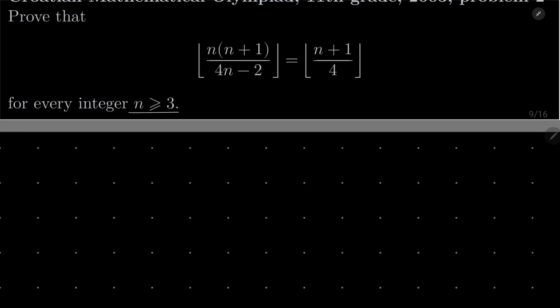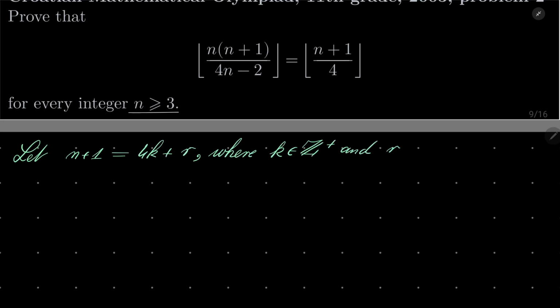So as I suggested, let n plus 1 be equal to 4k plus r, where k is a positive integer and r is one of these 4 numbers: 0, 1, 2, or 3. Well, you may ask, how do I know that k is a positive integer? Because n is greater than or equal to 3, so n plus 1 is greater than or equal to 4, so k must be at least 1. Very well.